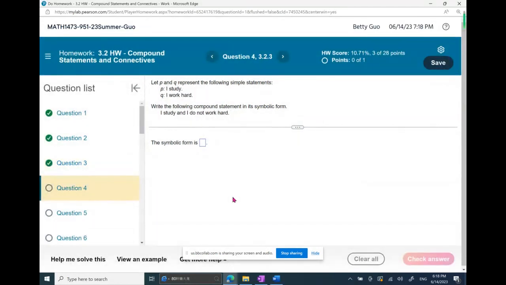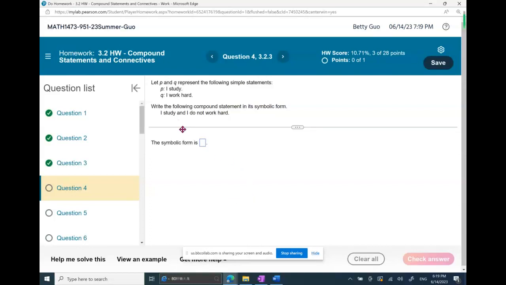Now P and Q represent the following simple statements. P represents the statement I study. Q represents the statement that I work hard. Read the following compound statement in its symbolic form: I study and I do not work hard.